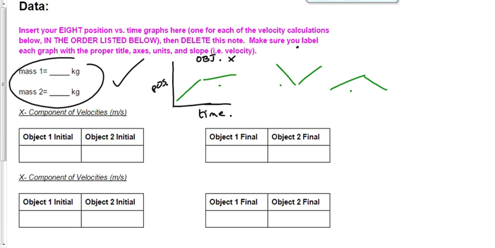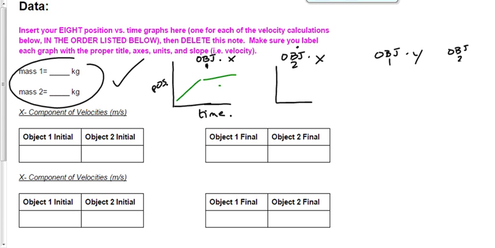So, object 1, X component, might look something like this. Object 2, X component, is going to look something like that. Object 1, Y component, object 2, Y component, again, they're going to look something similar. You're going to have 2 distinct straight lines, 2 distinct velocities. That's 4 graphs. I said you have to, in essence, plot 8 graphs.